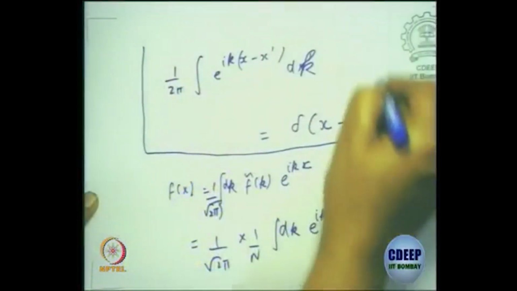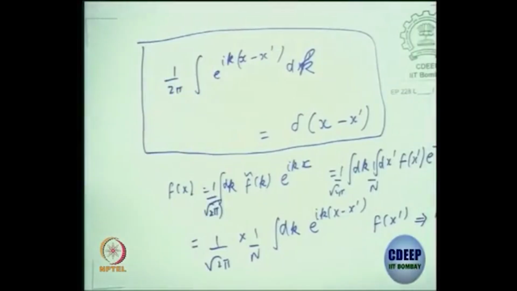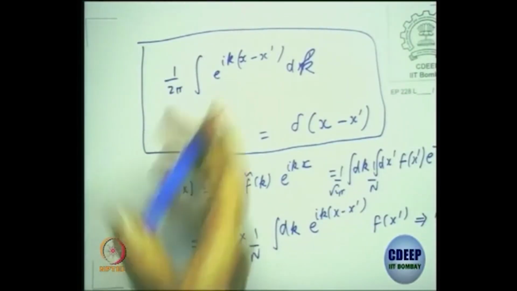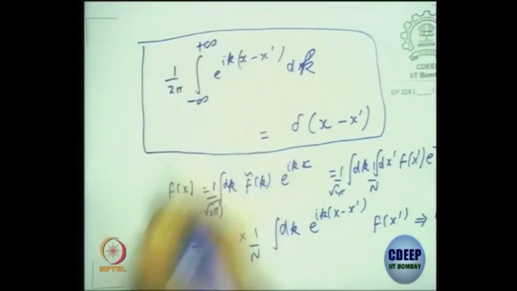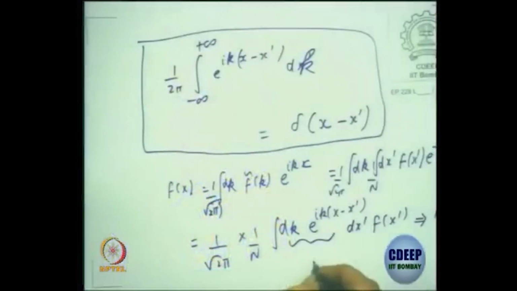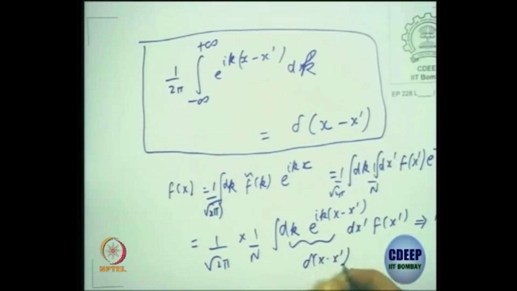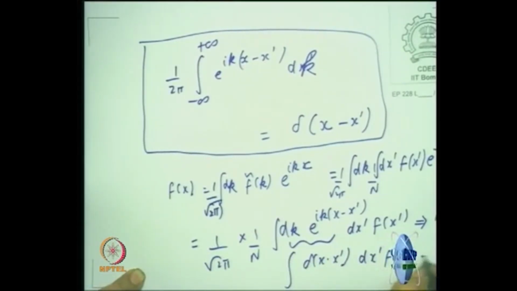N has to be, this is a known definition that we don't want to violate. That's the Dirac delta function definition. This is in fact from minus infinity to plus infinity. Dx prime is there, so you have to do the integral over dx prime. This will give you a delta function, delta of x minus x prime, and then the integral over dx prime f of x prime will turn out to be f of x, provided N is root 2 pi.